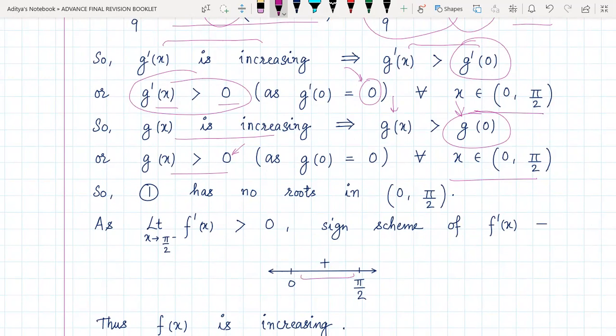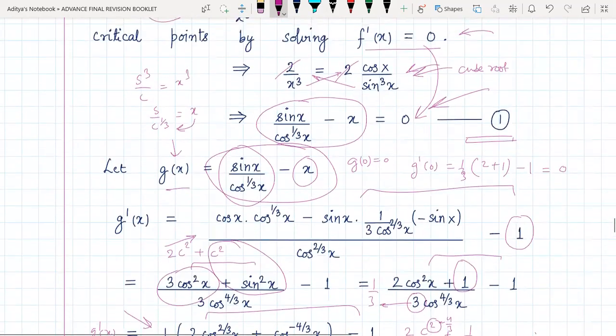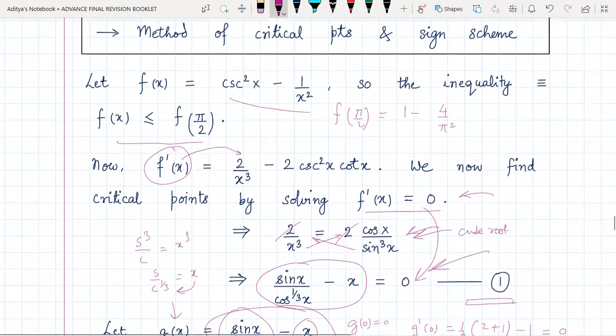So what we are doing is we are finding the limit as x tends to pi by 2 minus. Basically, we are finding the sign of f prime x very close to pi by 2 from the left hand side, right? So it is very easy to find that. I'll explain why. So this is the expression, right?